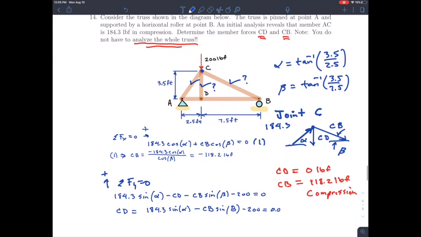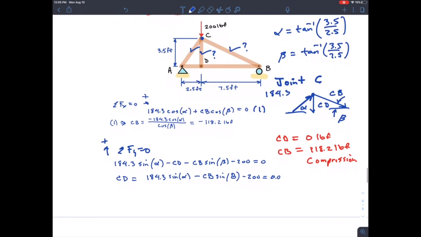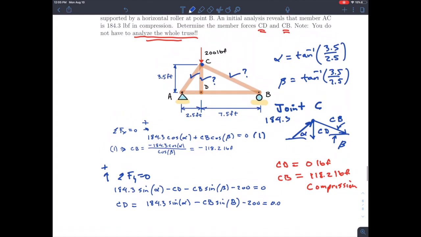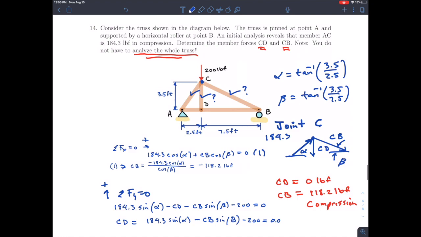gives me the other. So I draw a free body diagram of joint C, and the way I did this is I knew that AC is 184.3 pounds in compression, so I drew this coming into the joint. I drew it in compression. I can calculate this angle alpha, by the way, because I know this is 2.5 and I know this rise is 3.5, so alpha is just the arctan of 3.5 over 2.5. I can also get this angle beta.